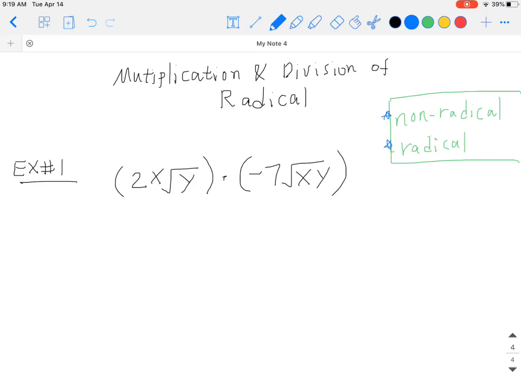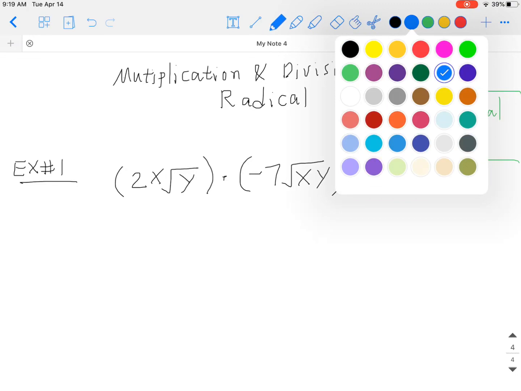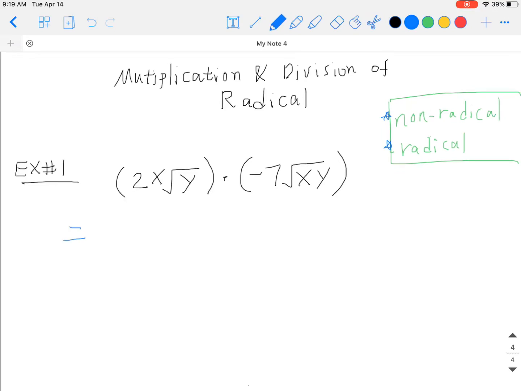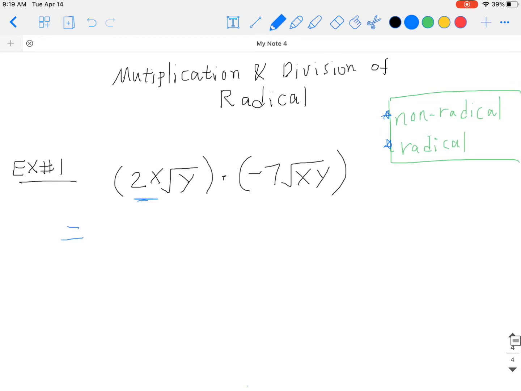After that, we are up to multiplication and division of radicals. So the key here is when you're multiplying radicals, you have to make sure the non-radical and radical parts are separated. If you want to multiply, you multiply the non-radical, which is this part, 2x. And the non-radical for the second one is negative 7. How about the radical? It will be radical y and radical of xy.